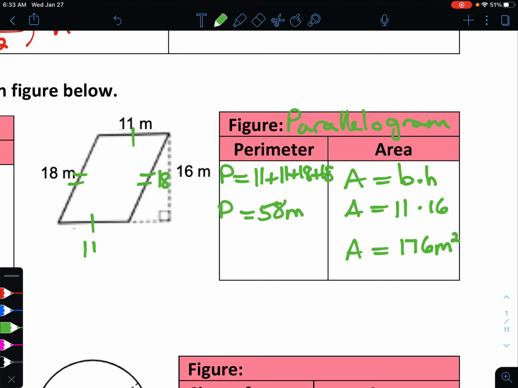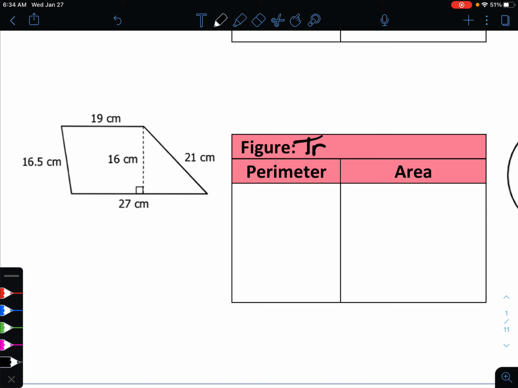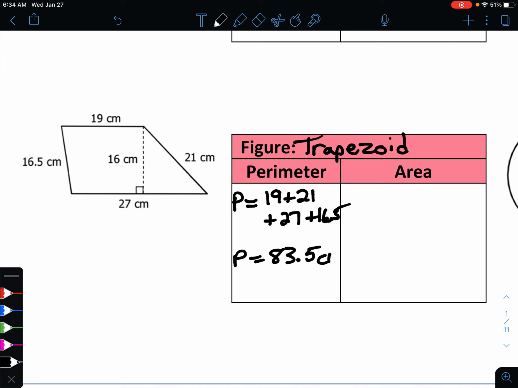All right. For our next figure, let's go ahead and take a look at it now. This one's a little bit confusing because it doesn't look exactly the same as it did up above, but this is in fact a trapezoid. So for a trapezoid, remember for perimeter, once again, you are really just adding all of your sides together. So that would be 19 plus 21 plus 27 plus 16.5. And when you add all those together, you get 83.5. And this time our label is centimeters.